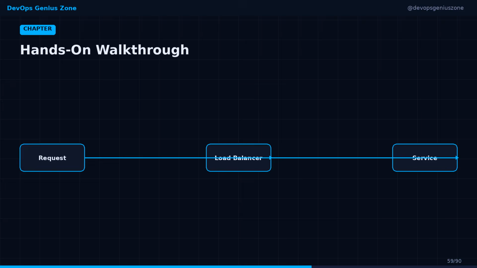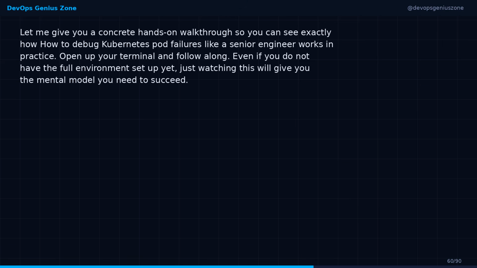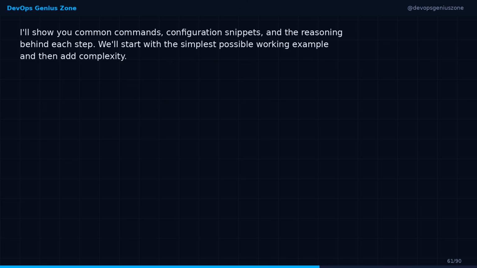Let me give you a concrete hands-on walkthrough so you can see exactly how to debug Kubernetes pod failures like a senior engineer works in practice. Open up your terminal and follow along. Even if you do not have the full environment set up yet, just watching this will give you the mental model you need to succeed. I'll show you common commands, configuration snippets, and the reasoning behind each step. We'll start with the simplest possible working example and then add complexity.